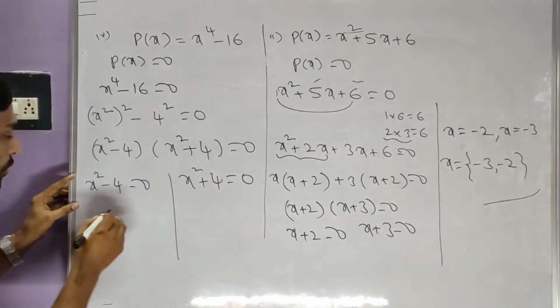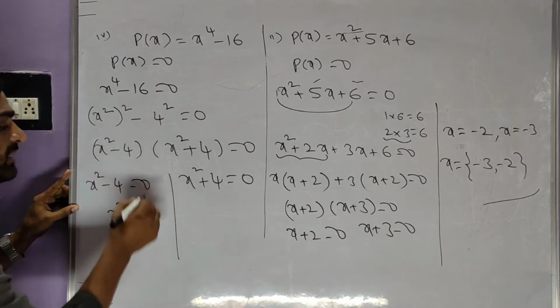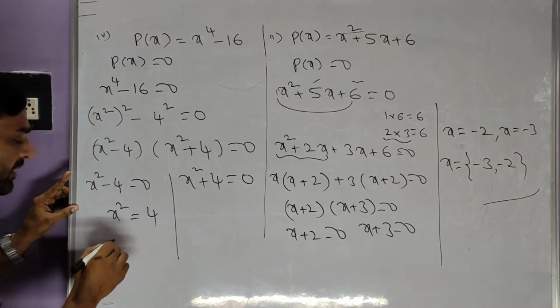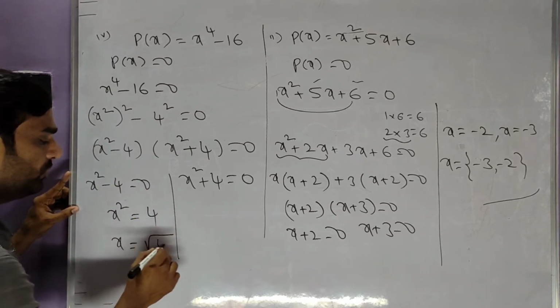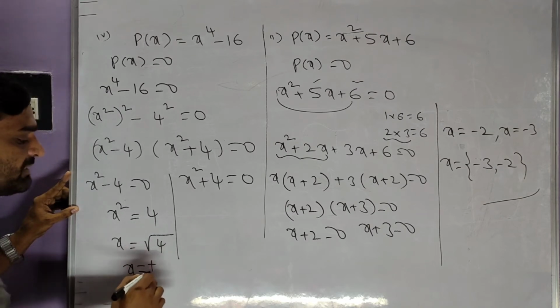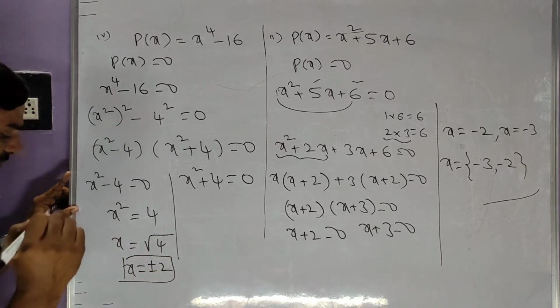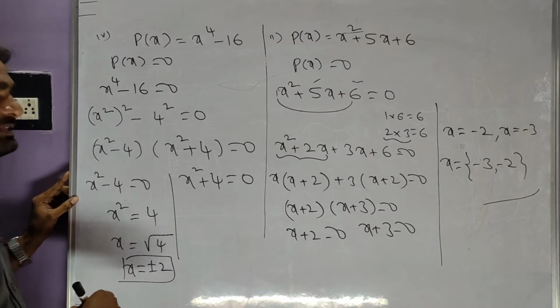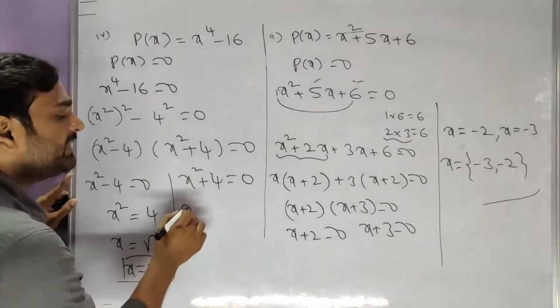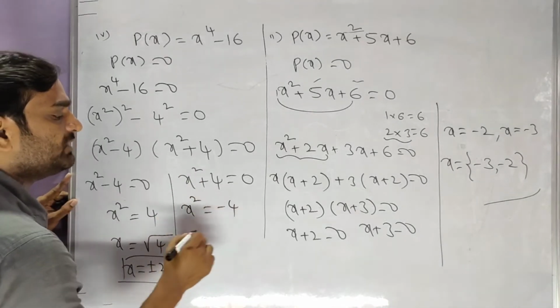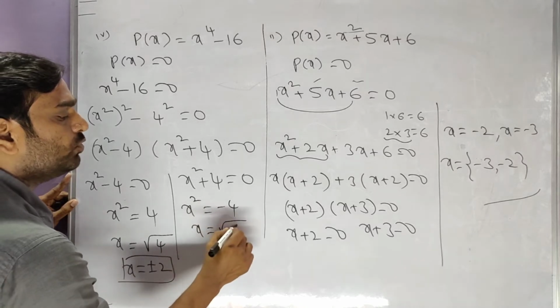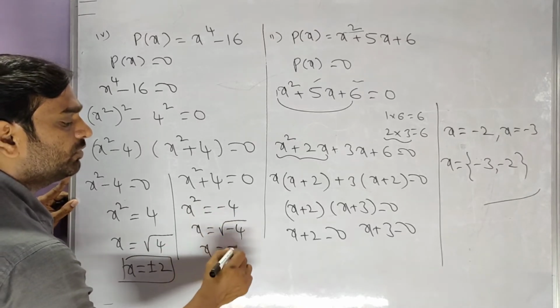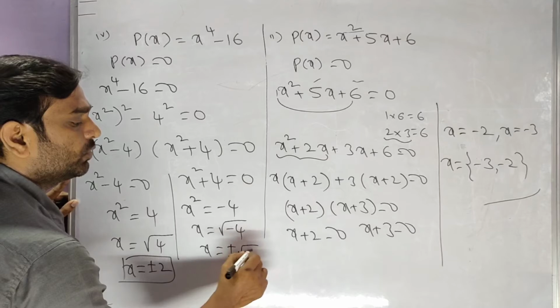Now x square is equal to minus 4, coming to this side it becomes plus 4. So x is equal to root 4, x is equal to plus or minus 2. And here in this case x square equal to minus 4, so x is equal to root of minus 4, nothing but x equal to plus or minus root minus 4.